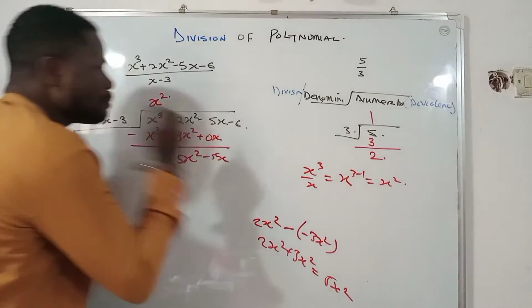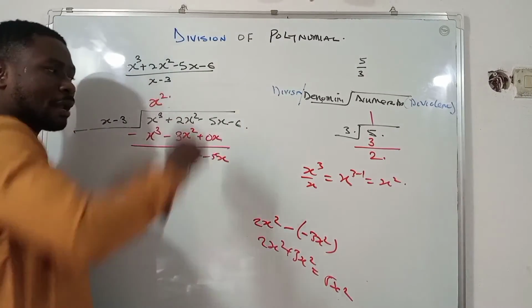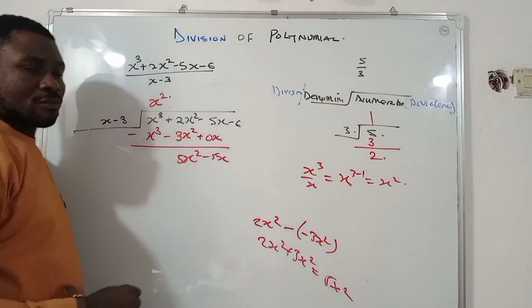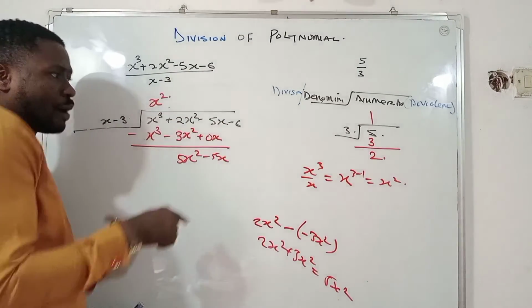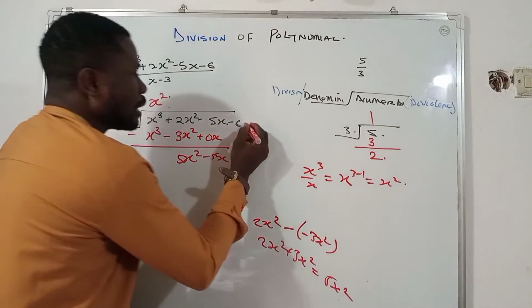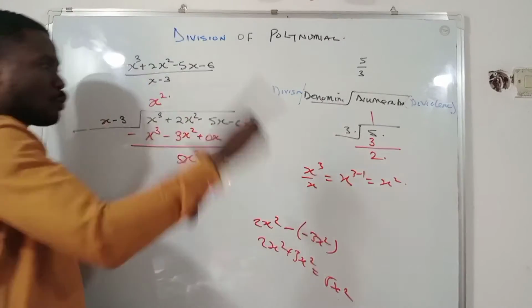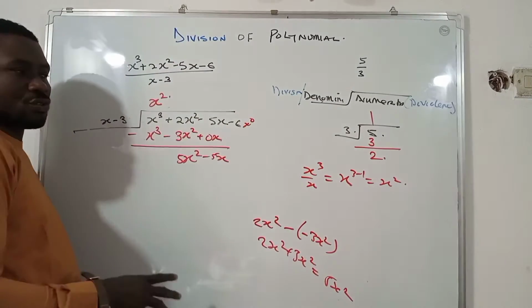Then, the same thing happens to minus 6. Remember that minus 6 does not have x. But there is an x there. If I'm to bring in x, that x will be x raised to power 0, because x raised to power 0 is 1. 1 times minus 6 remains minus 6.